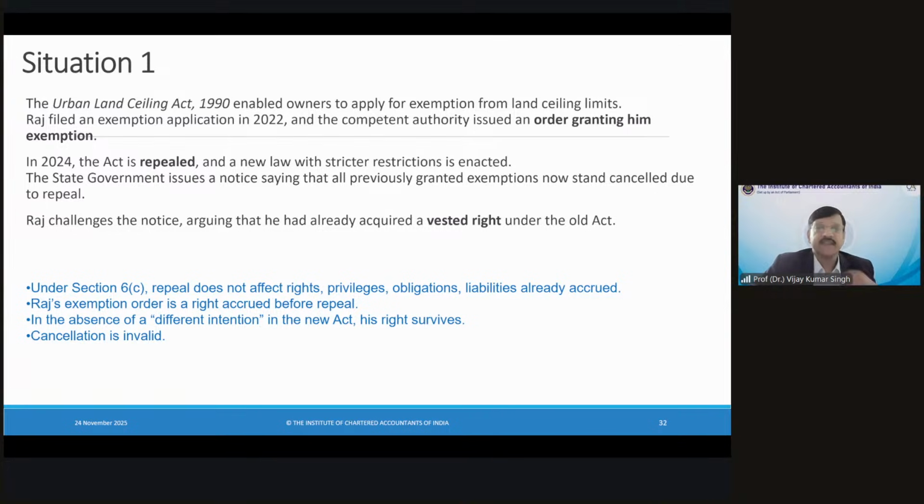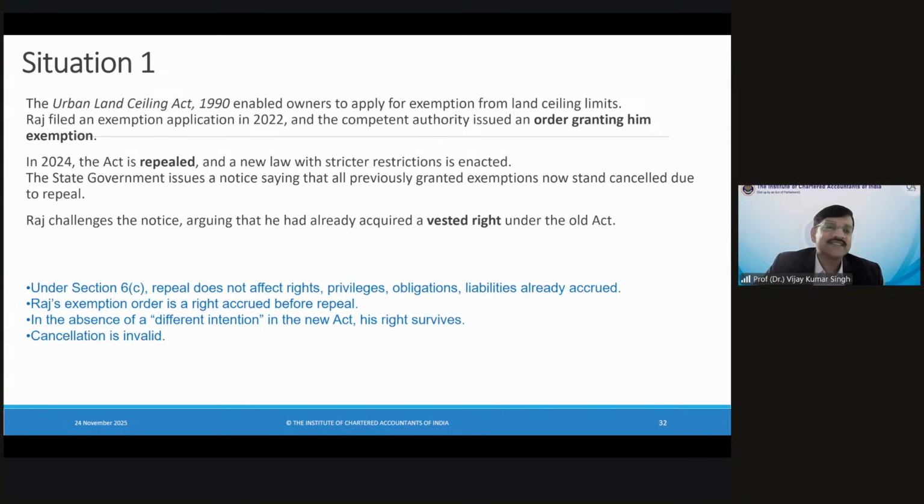Now, in this problem, if you will see, there are two kinds of situation which can emerge. So here you can see the act was repealed with new stricter restrictions. Now, when new law came up with stricter restrictions, if it would have specifically mentioned that any vested rights will not continue, then that would have been a different situation. But here that was not the situation. Here the law got repealed. State government, by way of an interpretation of that law, said that previous granted exemptions are cancelled. Law does not say that previous granted exemptions are cancelled. If law would have said, then that would have been a different story altogether. Here, the state government, by interpreting the law, is saying that exemptions which were granted previously are cancelled.